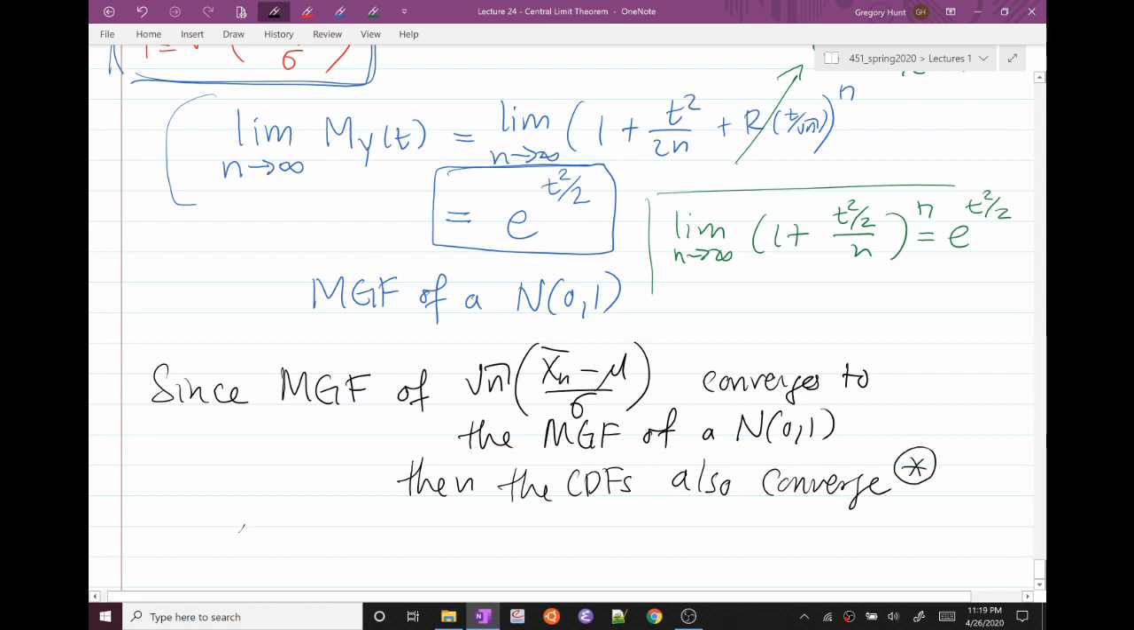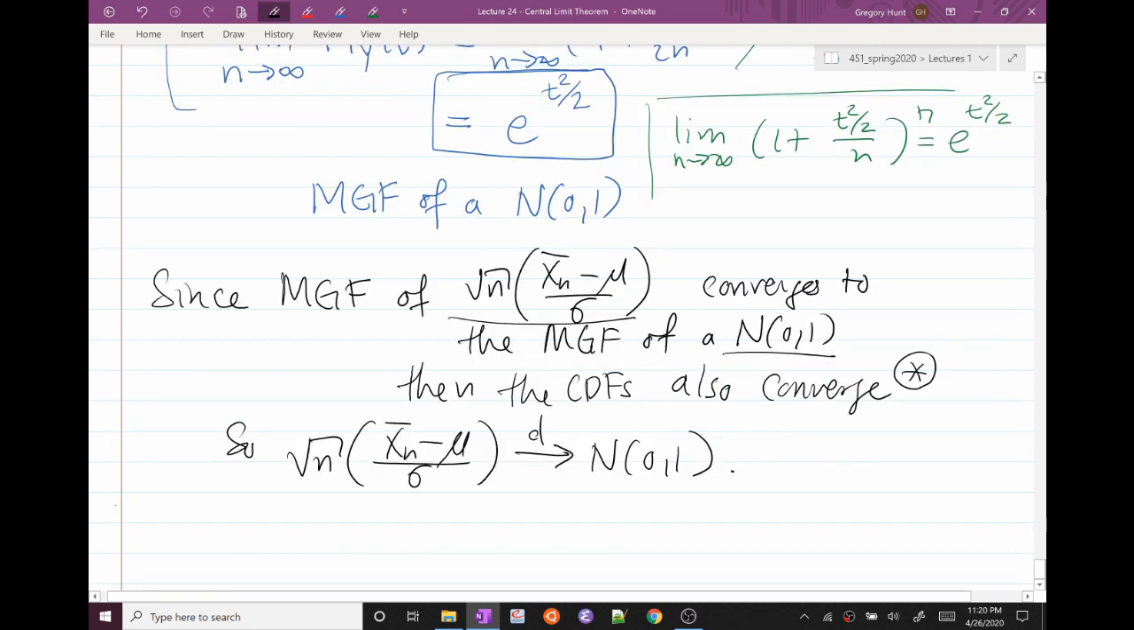And so if the CDF of root n times X n bar minus mu over sigma converges to the CDF of a standard normal, this converges in distribution to a standard normal. And that's the CLT, at least a simple proof of a version of the central limit theorem. Basically it used the definition of the moment generating function, Taylor's theorem, the definition of e, and the definition of convergence in distribution. But I think that's a nice way to end out the course.